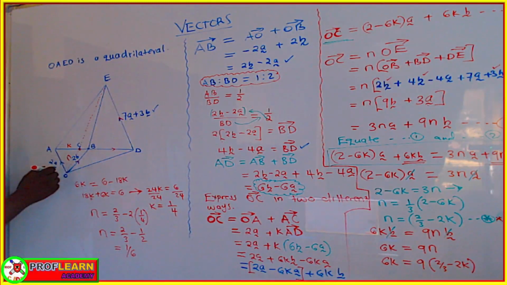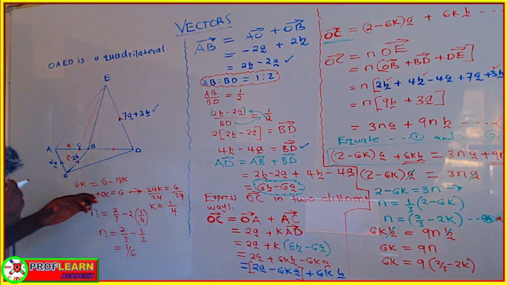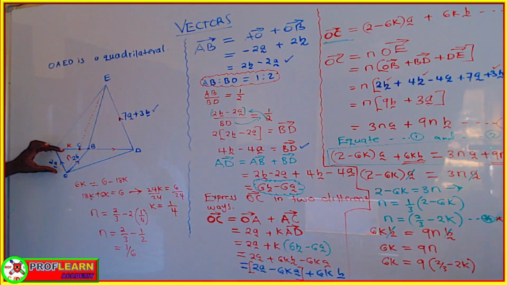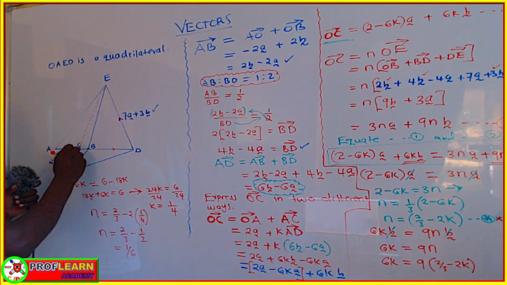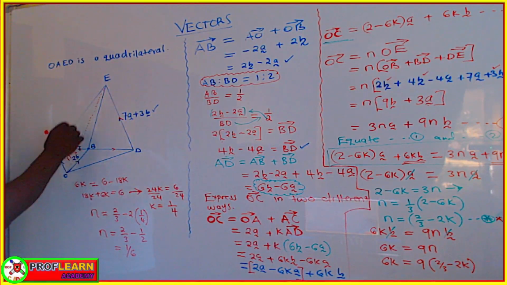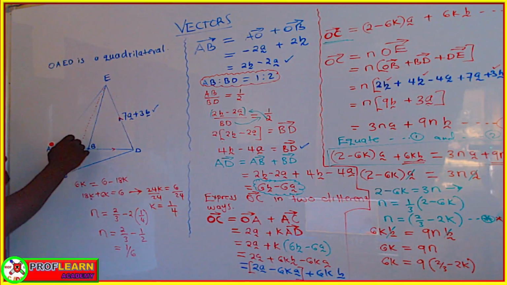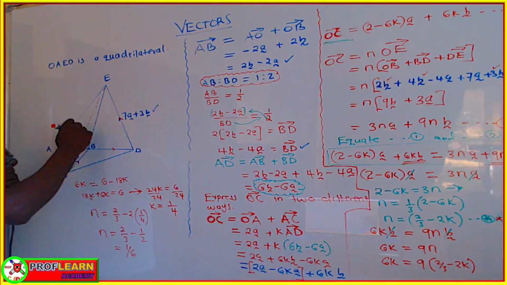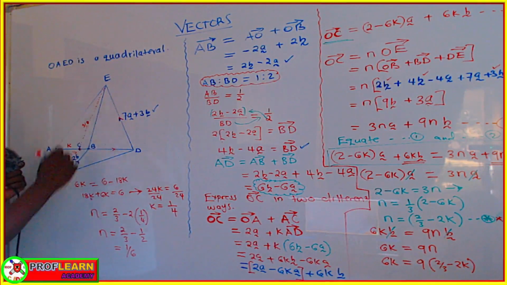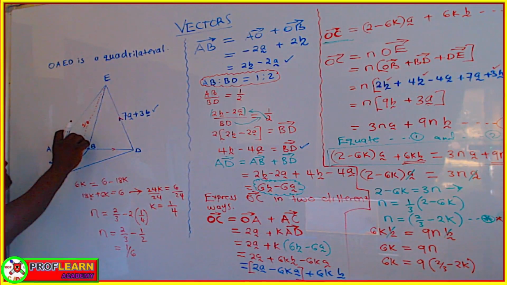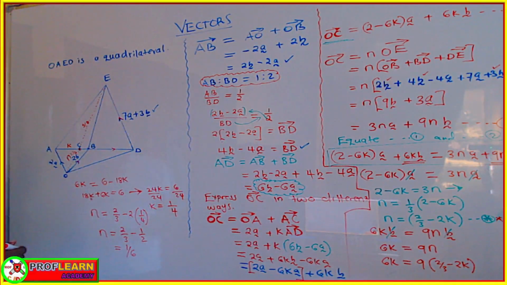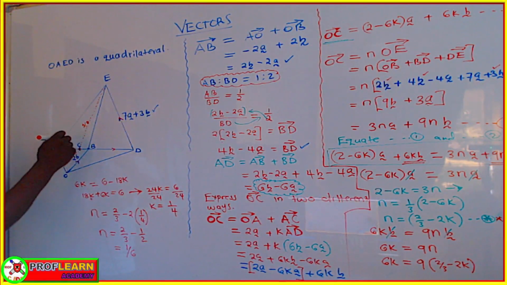Remember we said in this question that we need a value that is going to divide OE, and our n in this case is 1 over 6. So what will be the other part here? If n is 1 over 6, the other section remaining is 5 over 6. So if this is 1 over 6, the other part remaining between C and E is 5 over 6.